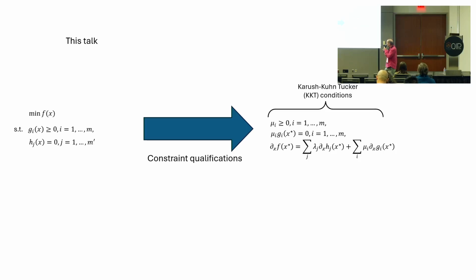Essentially, they tell you that the gradient of the objective function evaluated on the optimal point is a linear combination of the gradients of the constraints. And you can choose also this coefficient to be positive. And not only that, you can choose it in such a way that mu_i times this constraint here is equal to 0.